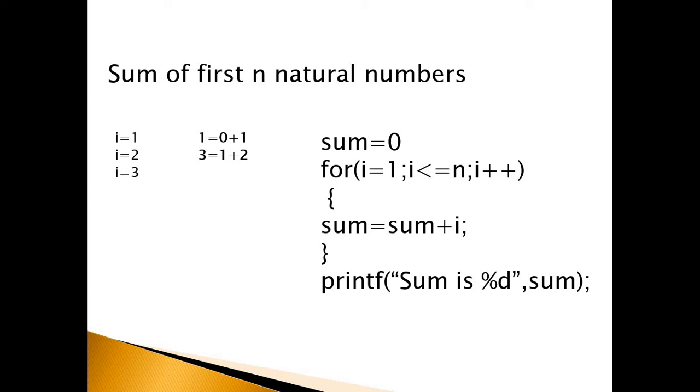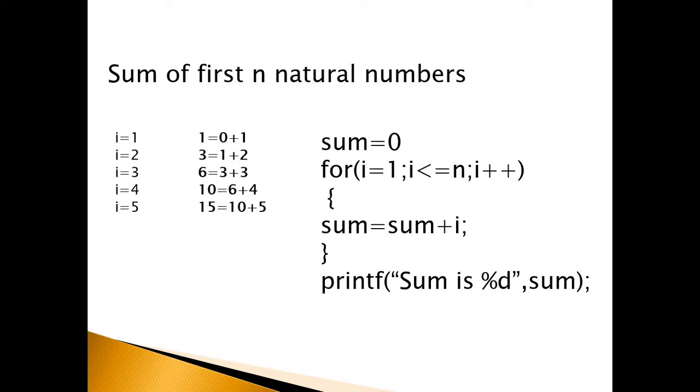Next I is incremented, it becomes 3. So the next expression will give the output 6, that is 3 plus 3, the previous value of sum and the value of I. 3 plus 3 equal to 6. Next I becomes 4. 6 plus 4 is equal to 10. I is equal to 5. 10 plus 5 is equal to 15.